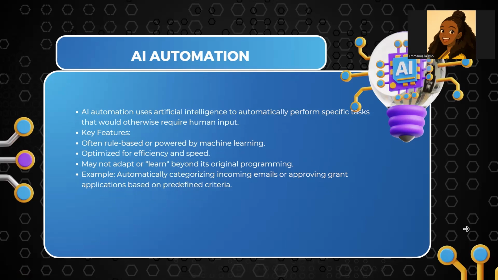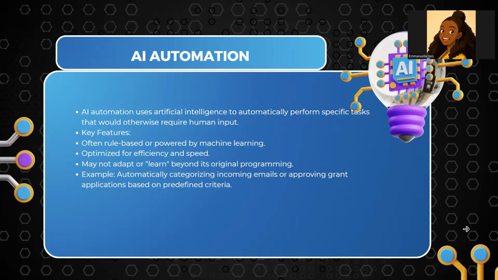So automation is basically the use of AI to automatically perform specific tasks that would normally require human input. And so you have to give it a rule, which is usually powered by machine learning, and then you optimize it for efficiency and speed, meaning you have to keep going back to check it from time to time. It may not learn or adapt beyond what you've programmed it to be, right?